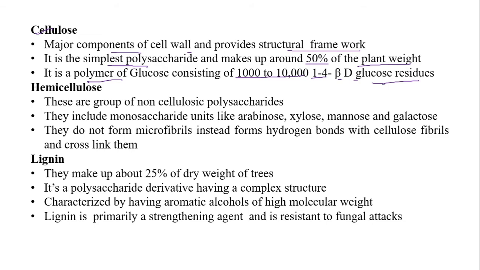Another chemical component is hemicellulose. Hemicellulose is a non-cellulosic polysaccharide, which includes monosaccharides like arabinose, xylose, mannose, galactose, etc. They do not form microfibrils. Instead, they form hydrogen bonds with cellulose fibrils and cross-link them.